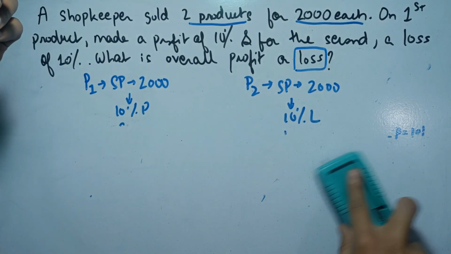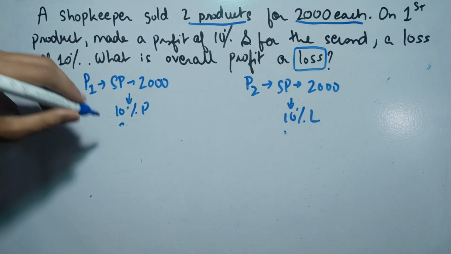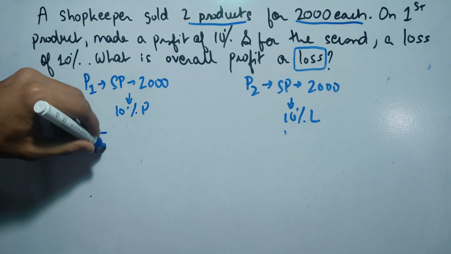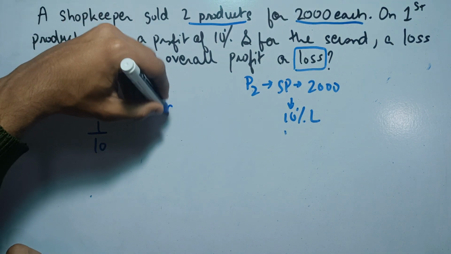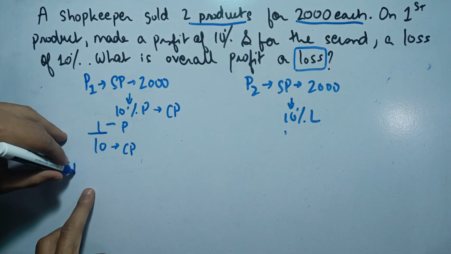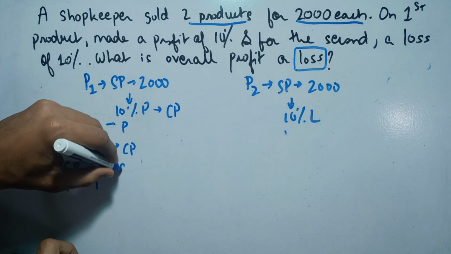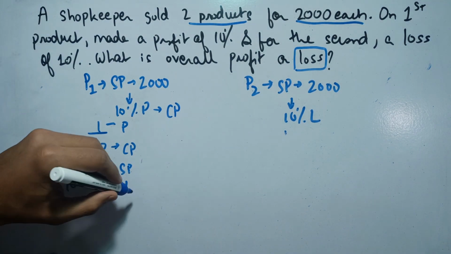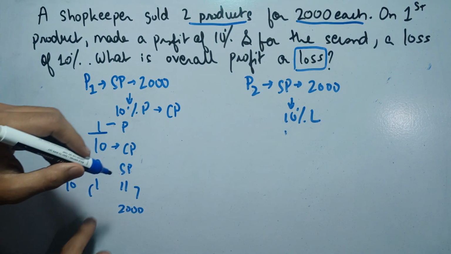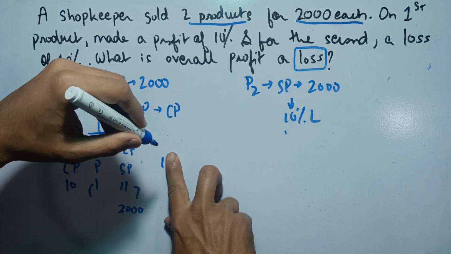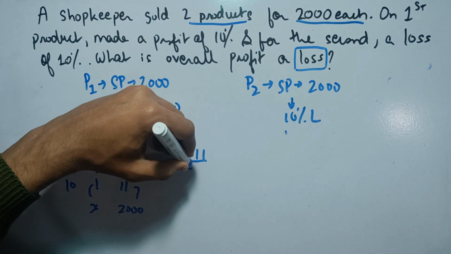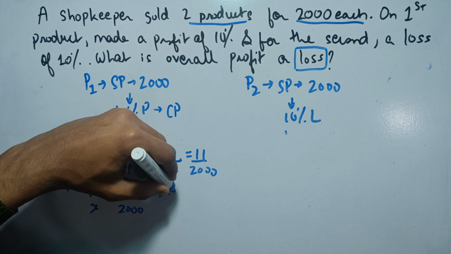See, it was given that on the first product he earned 10% profit. We know that the fraction of 10% is 1 by 10, and we know that profit is calculated on the cost price. This means 10 is the cost price and 1 is the profit. I can write cost price as 10, profit as 1, and the selling price would become 11. But according to the question, the selling price was 2000. So how do we calculate the profit when 11 corresponds to 2000? We can write this as a ratio. I don't know the x, so 1 upon x is equal to 11 upon 2000. So I'll get the profit again as 2000 by 11.